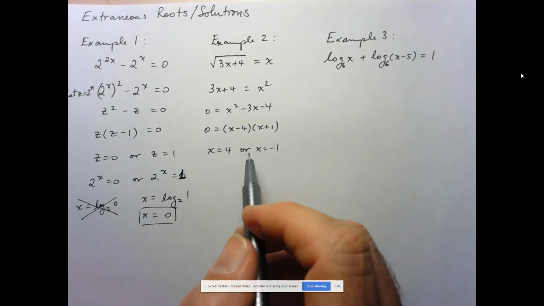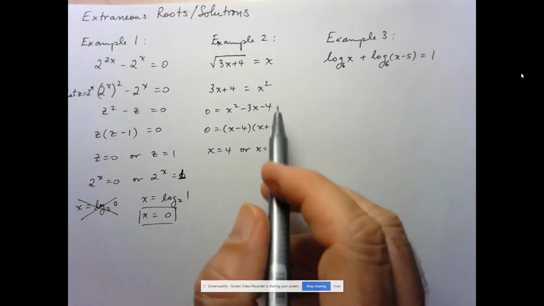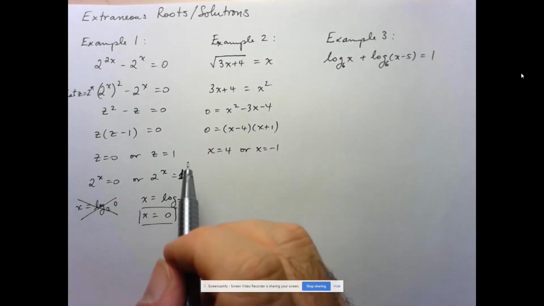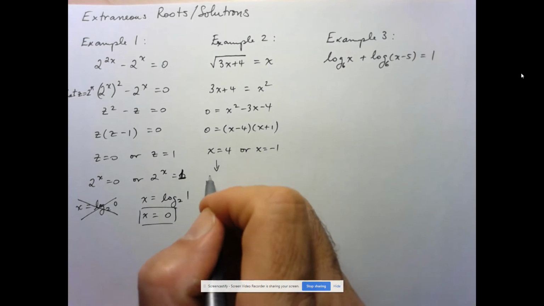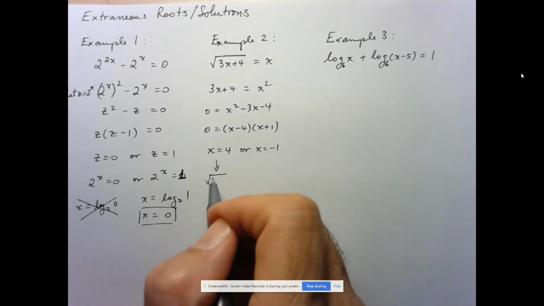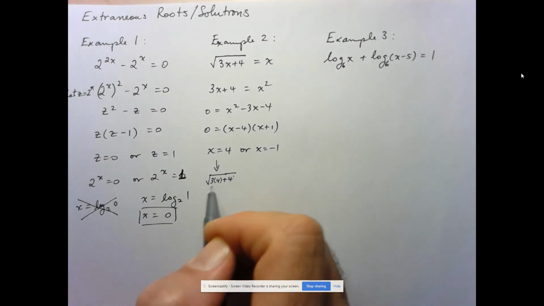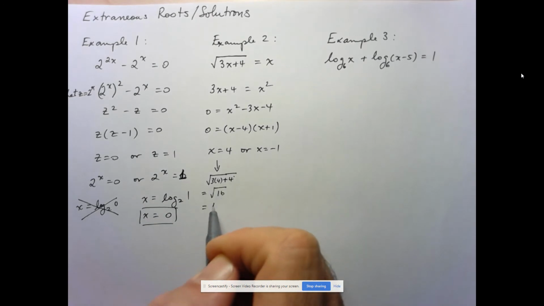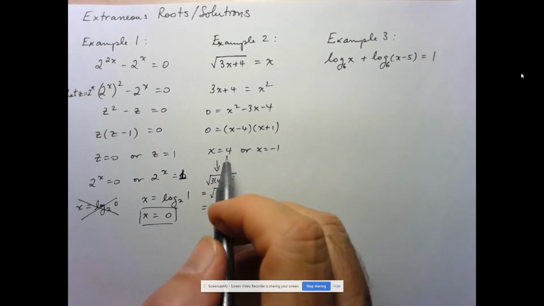There's no obvious reason to believe that one of these values will not solve the original equation. But let's see what happens when we do plug it in. So let's start with x equals 4. On the left-hand side, 3 times 4 plus 4 is 12 plus 4, which is 16, so the square root of 16 is equal to 4. And on the right-hand side, I just have x, which is 4.